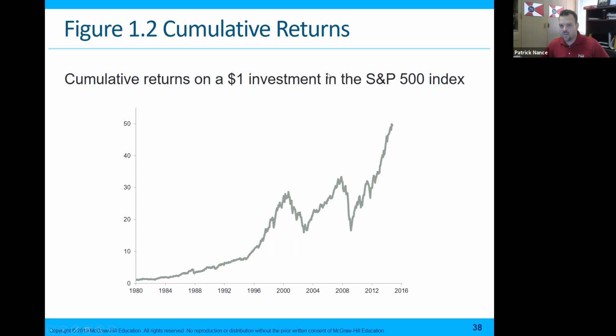This is a cumulative return on a $1 investment in the S&P 500 from 1980 to 2016. And you can see that there are obviously bumps in the road, but overall it's a trend up. But you can tell when things are not going well. So the internet bubble crisis, the recession here in 2006 to 2008, and then back up through today.